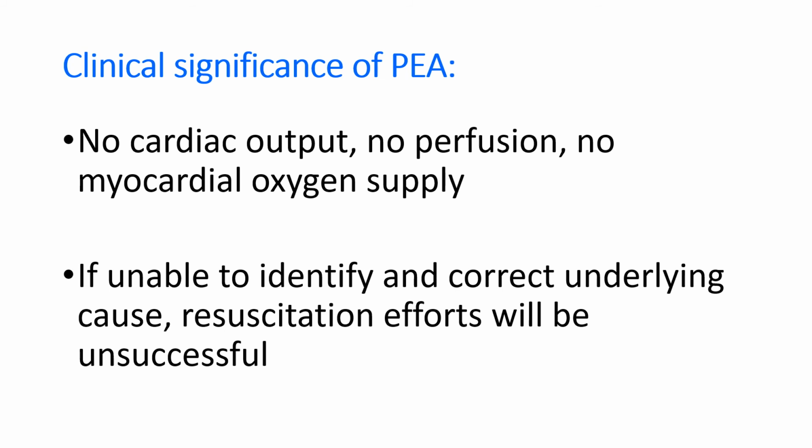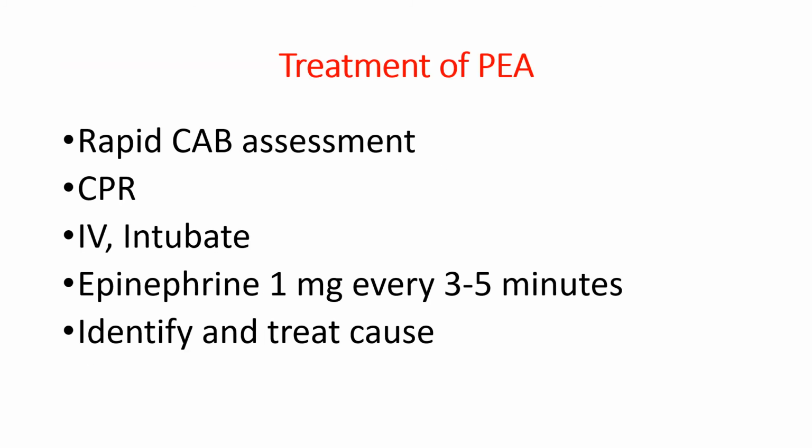And so the significance is there's no cardiac output because there's no perfusion and no myocardial oxygen supply. If you're unable to identify the underlying cause, resuscitation efforts will be unsuccessful. So: rapid CAB assessment, CPR, IV, intubate, give epinephrine 1 milligram every 3 to 5 minutes, and identify the treatment. Like I said, P, produce CPR, E, epinephrine, and assess your causes with your H's and T's. If you can remember the name PEA and what the treatment would be.